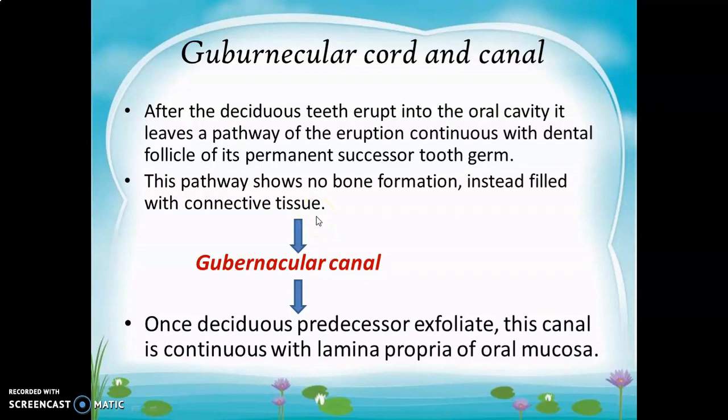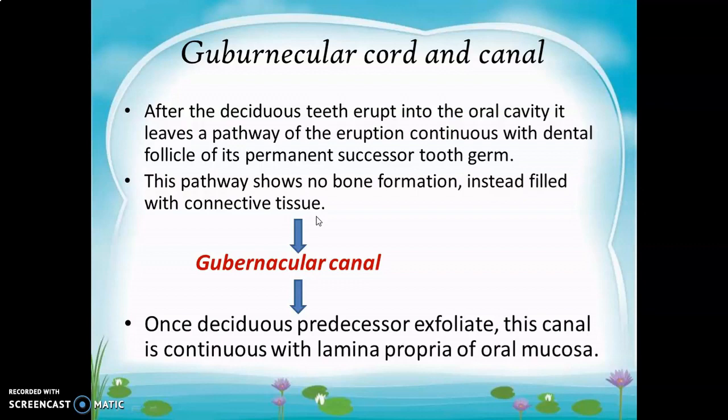Gubernacular canal and cord is a feature present only during eruption of permanent successor teeth, which include permanent anteriors and premolars. As I said, in pre-eruptive movement of successor teeth, the deciduous teeth and their successors share the same bony crypt. Once the deciduous teeth erupt into the oral cavity, it leaves a pathway of eruption continuous with the dental follicle of its permanent successor. This pathway shows no bone formation and is filled with connective tissue, which is known as gubernacular canal.